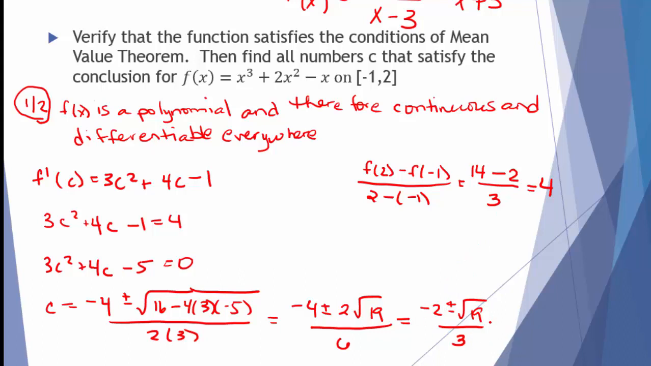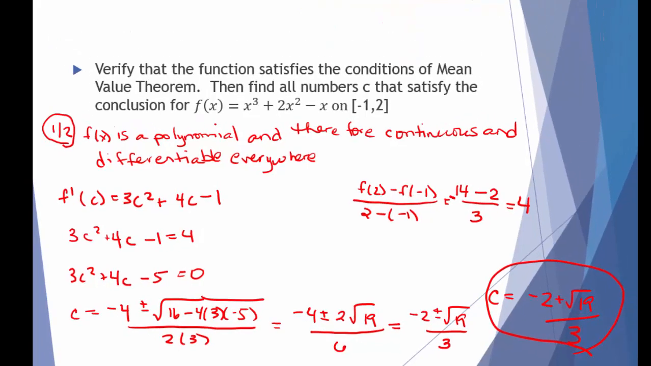Okay. So once again, we need to give a quick check and check which one of those could both possibly be in the interval. We might end up keeping both of them as a solution. That's entirely possible. But as it turns out, only c equals negative 2 plus the square root of 19 divided by 3 is in the interval between negative 1 and 2. So that's the c that satisfies mean value theorem for this particular problem.